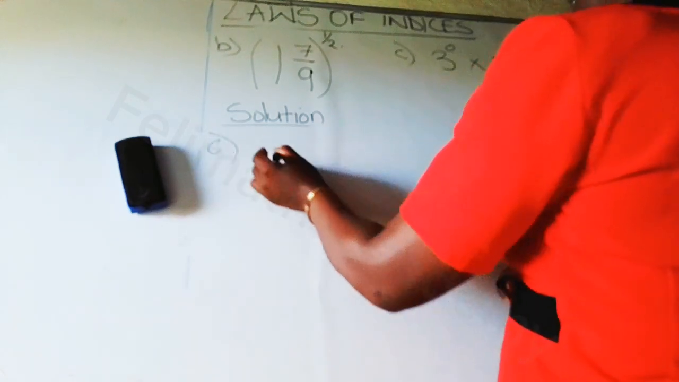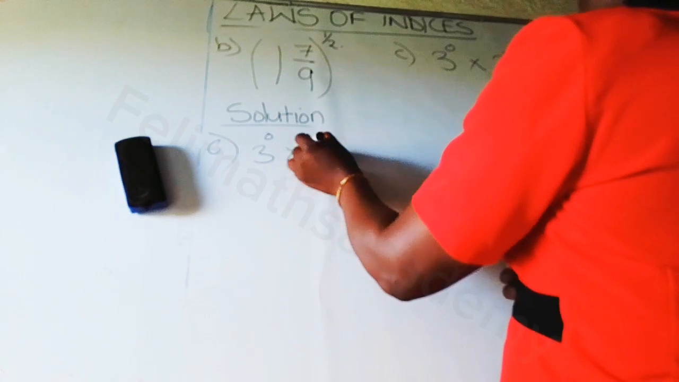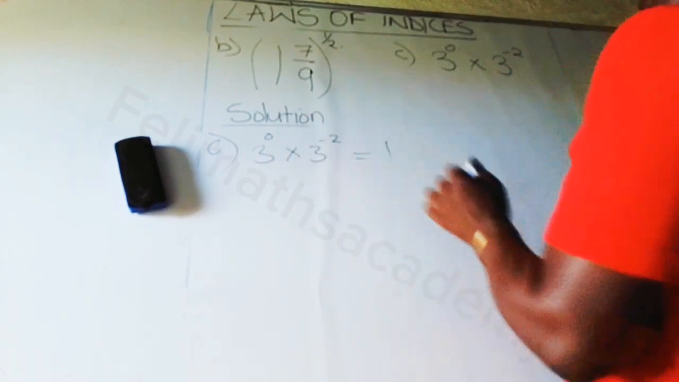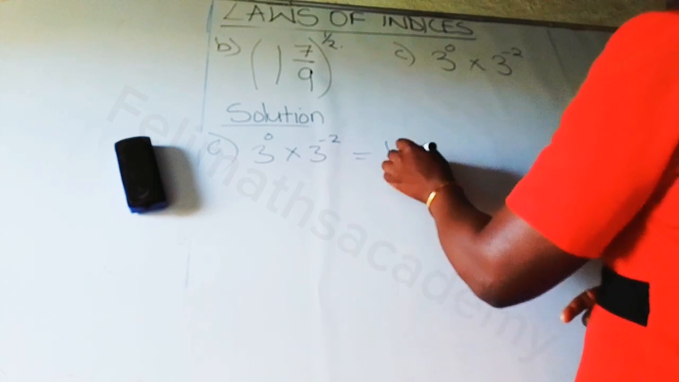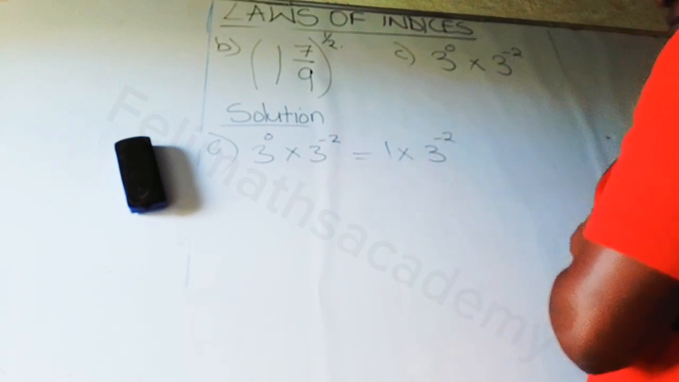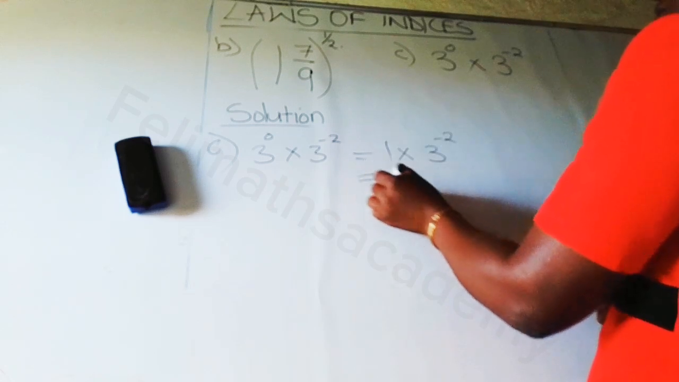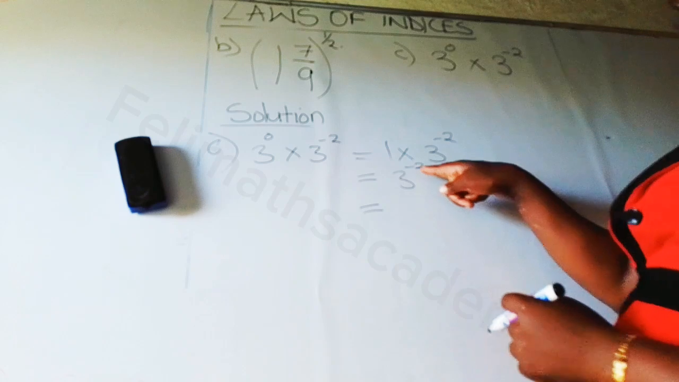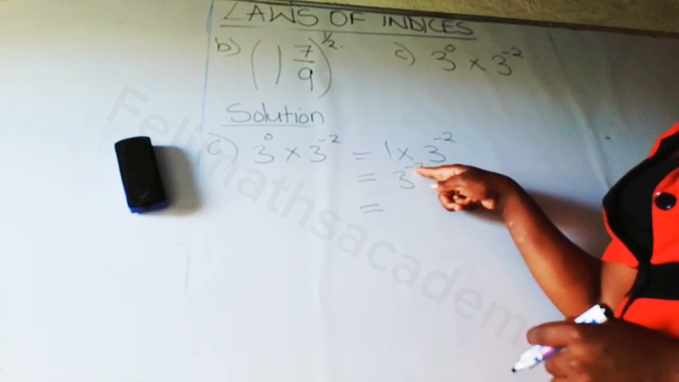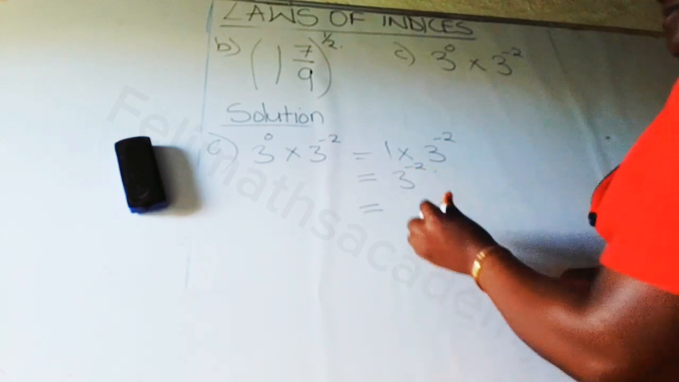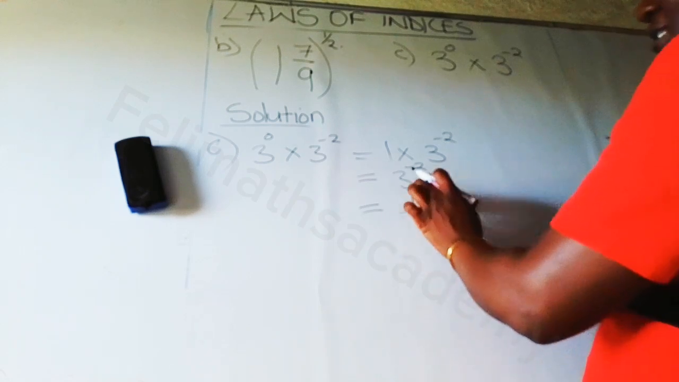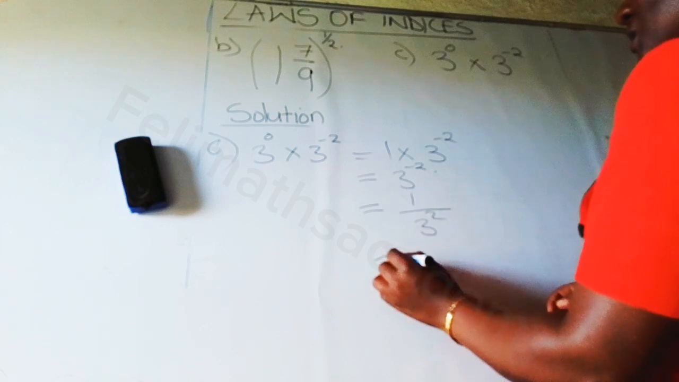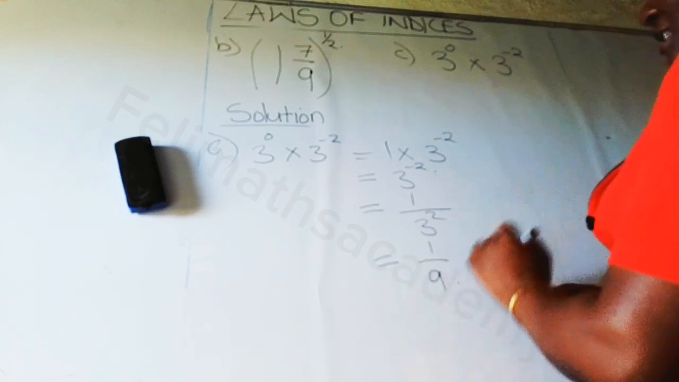See, 3 to the power 0 times 3 to the power negative 2. Any number to the power 0 is 1, right? Times 3 to the power negative 2. This is equal to 1 times 3 to the power negative 2. And we have a negative power there. We said a negative implies 1 over this number to the power a positive 2. So it's 3 to the power 2. This becomes 1 over 9.